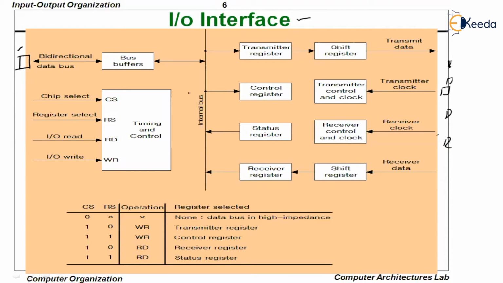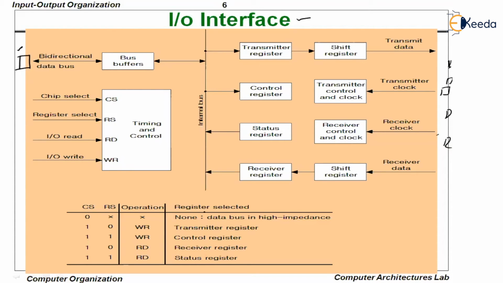Okay, let us see the other entities. There is a transmitter register, there is a control register, there is a status register, there is a receiver register. There are four main registers: the transmitter register, control register, status register, and receiver register. The transmitter register is connected to a shift register, and the receiver register is also connected to a shift register. There is a transmission control and clock, and there is a receiver control and clock.